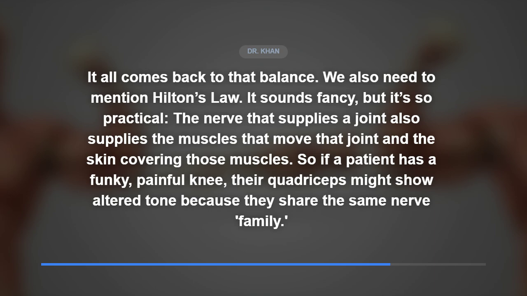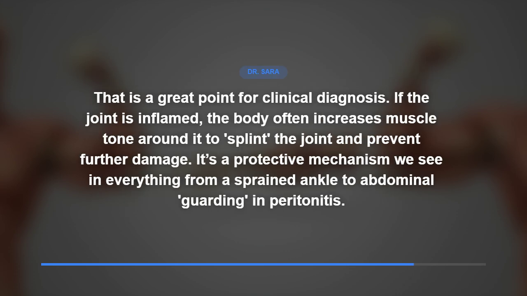We also need to mention Hilton's law. It sounds fancy, but it's so practical. The nerve that supplies a joint also supplies the muscles that move that joint and the skin covering those muscles. So if a patient has a funky, painful knee, their quadriceps might show altered tone because they share the same nerve family. That is a great point for clinical diagnosis. If the joint is inflamed, the body often increases muscle tone around it to splint the joint and prevent further damage.